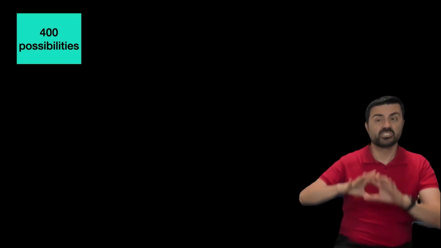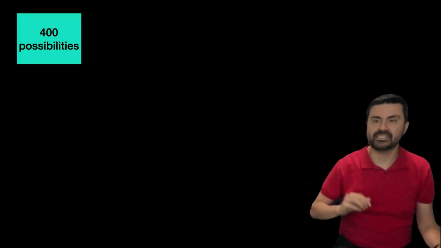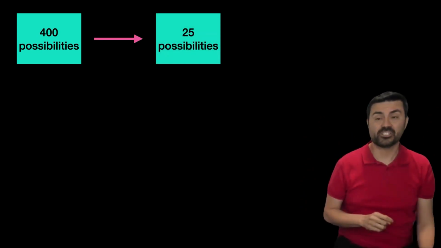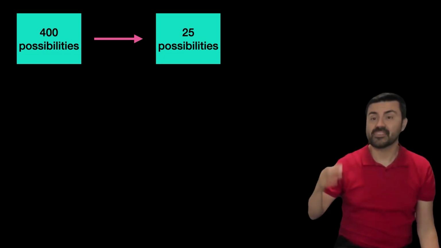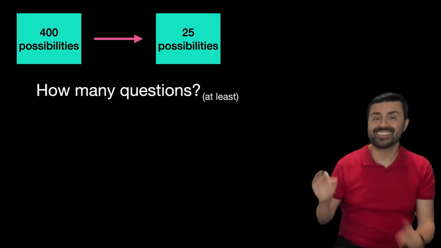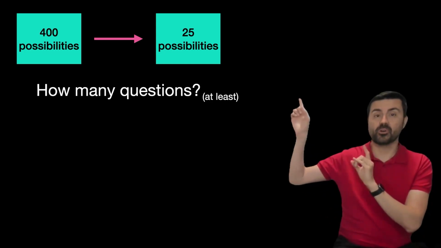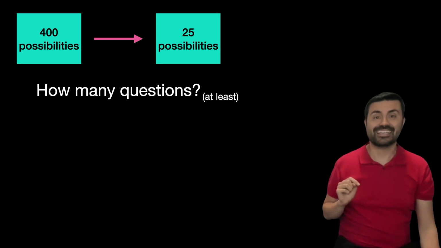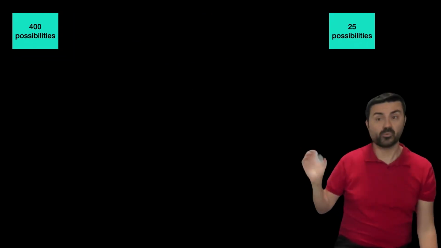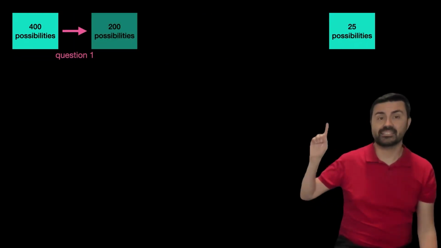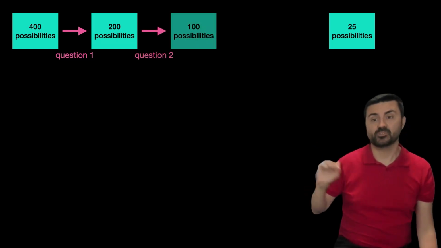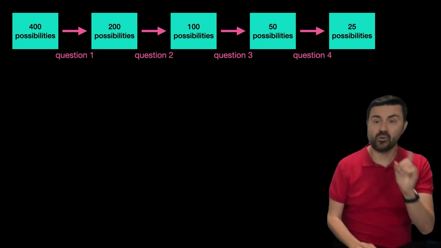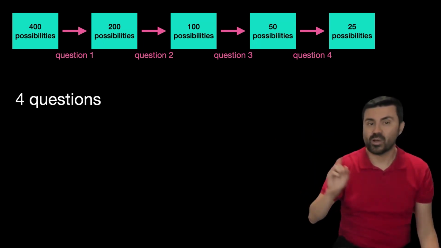Let's say that I have some problem with 400 possibilities, and I want to bring them down to 25 possibilities. Now, the question here is, what is the minimum number of questions that I would need to go from 400 down to 25? Feel free to pause the video and think about this. And I'll tell you, the answer is, well, if everything works out my way, with 1 question, I can get down to 200, and with another one down to 100, and with another one down to 50, and with another one down to 25. So I would need at least 4 questions to get there.